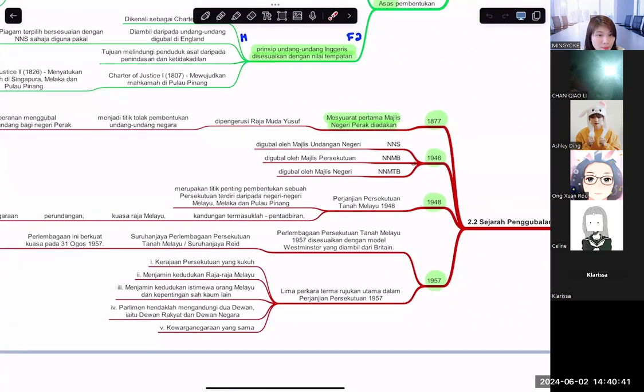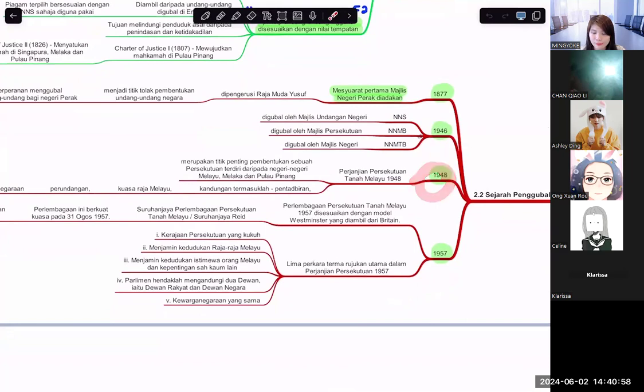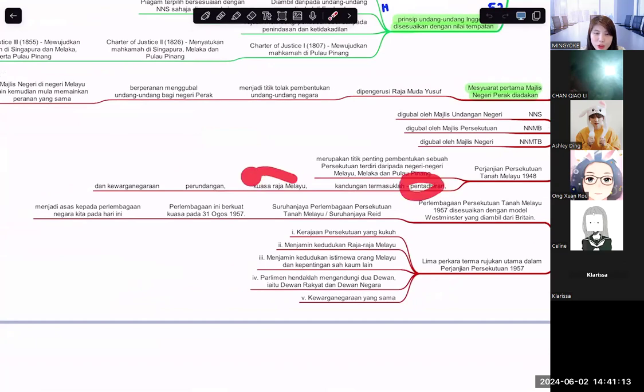Then, when the British came in, they created Majlis Undangan Negeri to create the law for Negeri Negeri Selatan. British created Majlis Persekutuan to create law for Negeri Negeri Melayu Bersekutu. And British created Majlis Negeri to create the law for Negeri Negeri Melayu Tidak Bersekutu. Finally, in 1948, British combined all into one. British successfully united the whole of the Malay states and Melaka, Penang, except Singapore, into one. And they signed the Perjanjian Persekutuan Tanah Melayu 1948, which includes the administration, the king's power, the legislation, and the citizenship.